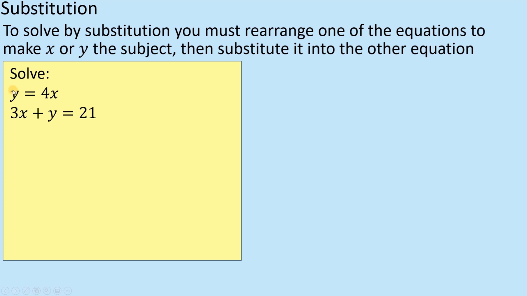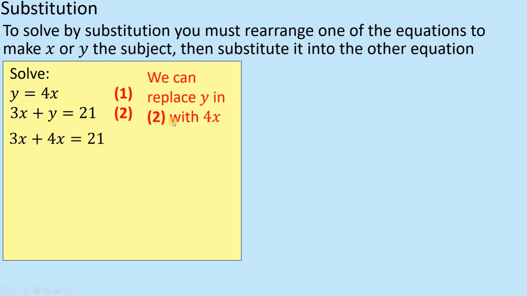If you've got something which says y equals something, then that value of y can be replaced with 4x. So this 4x can be substituted, hence the word, into here for y, because we've been told y is 4x. So that means 3x plus 4x equals 21. The idea of substitution is you find out what y equals in one of them, or x, and then whatever you've got, you substitute it into the other one. So here we can replace y in equation 2 with 4x.